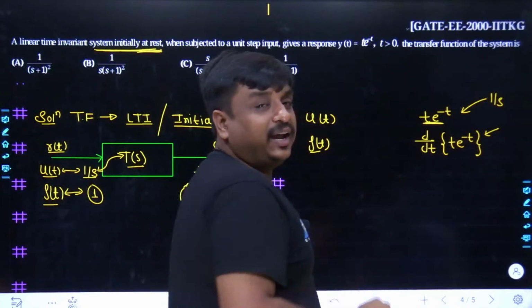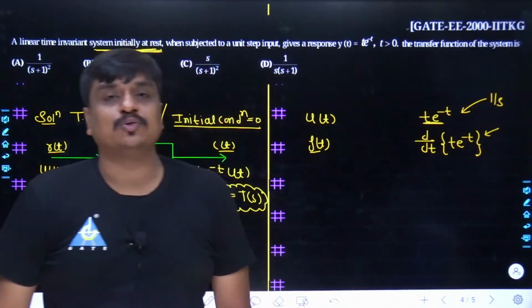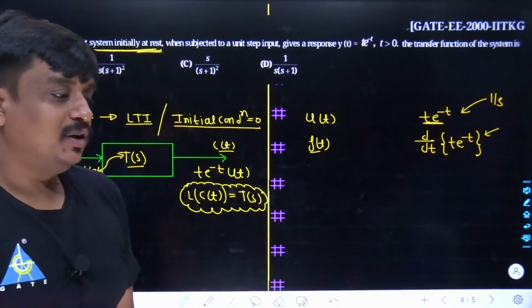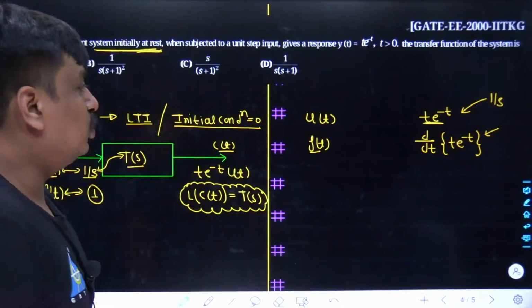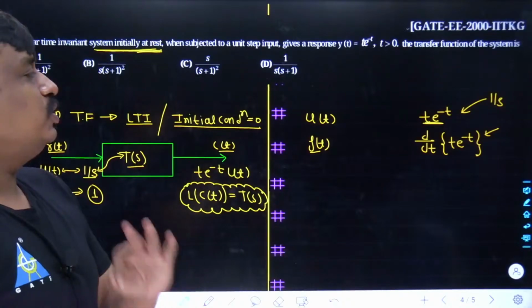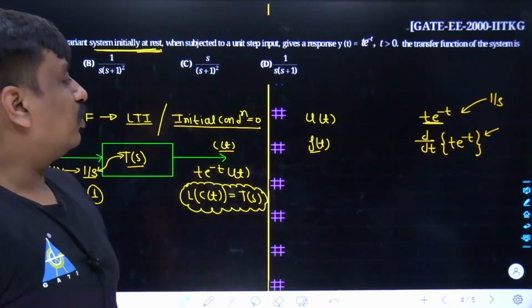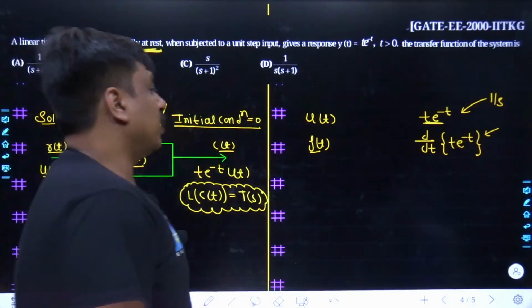And as we know, s used to get multiplied in the Laplace domain. There used to be differentiation in time domain. Could you understand what I'm saying? So here it's simply going to be d by dt of t e to the power of minus t.